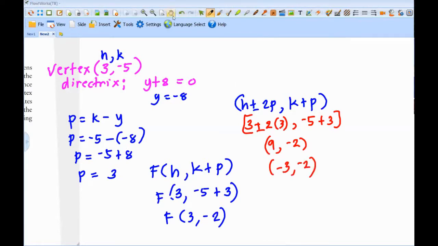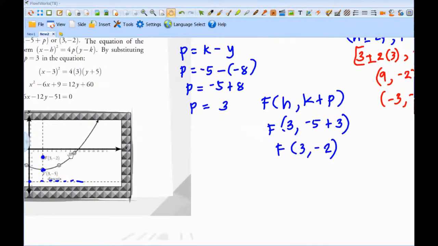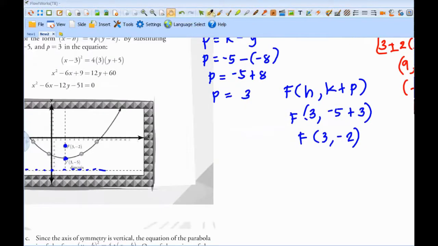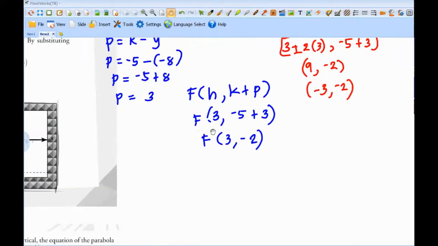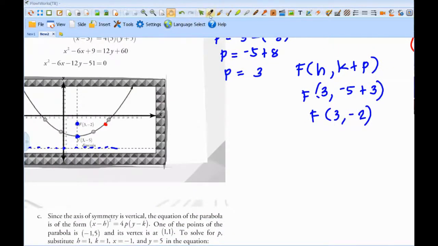So let us try 9, -2. So 9, negative 2 is over here. And the other one was negative 3, negative 2. So negative 3, negative 2 is here. Okay? So these are the endpoints of our lattice rectum. Okay? So now we can be able to write the formula.